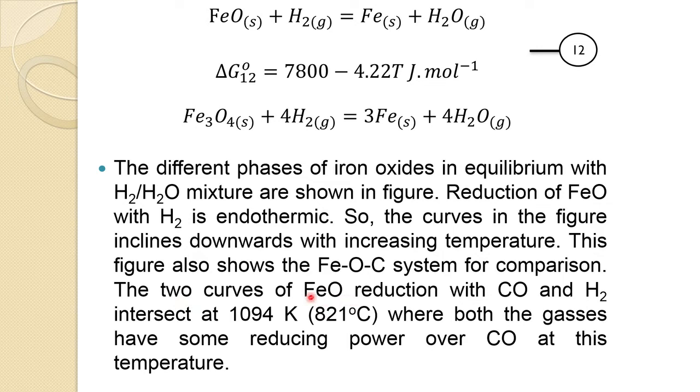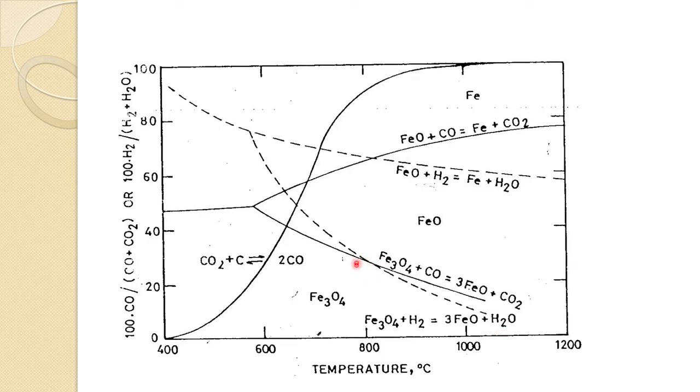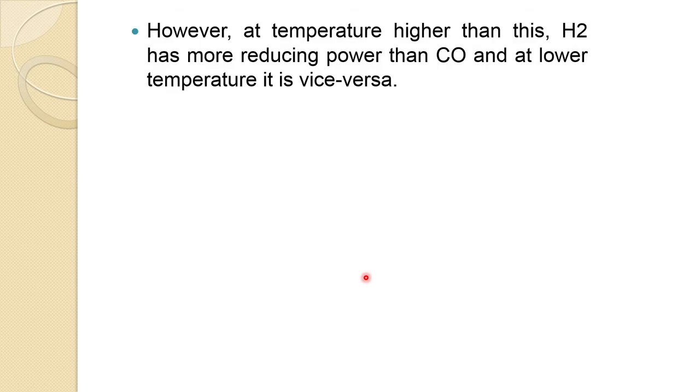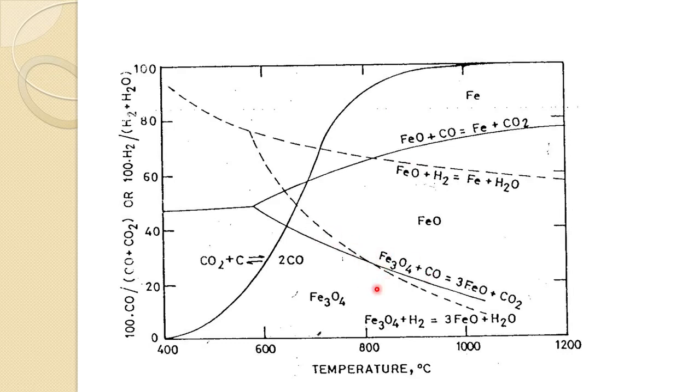So, here the two curves of FeO reduction with CO and hydrogen intersect around 821 degrees Celsius, where both the gases have the same reducing power at this temperature. However, at temperatures higher than this, hydrogen has more reducing power than CO, and at lower temperature it is vice versa. That point we discussed over here. So, that shows the importance of both hydrogen and CO systems and how they could be useful. At higher temperature hydrogen is better, and at lower temperature CO has more reducing power than hydrogen.